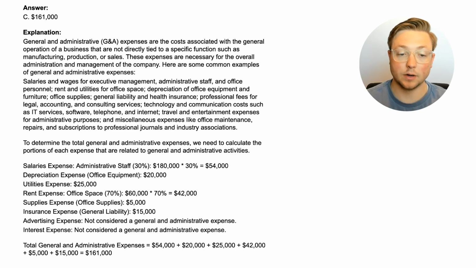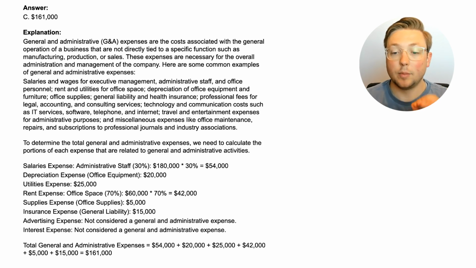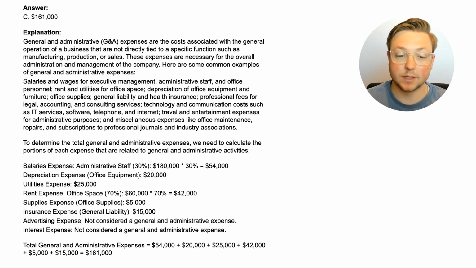So in this next paragraph here, salaries and wages for executive management, like executive officers, administrative staff, and office personnel, rent and utilities for office space, depreciation of office equipment and furniture, office supplies, general liability and health insurance, and again, the key there is general, professional fees for legal, accounting, and consulting services, technology and communication costs such as IT services, software, telephone and internet, travel and entertainment expenses for administrative purposes, and miscellaneous expenses like office maintenance, repairs, and subscriptions to professional journals and industry associations.